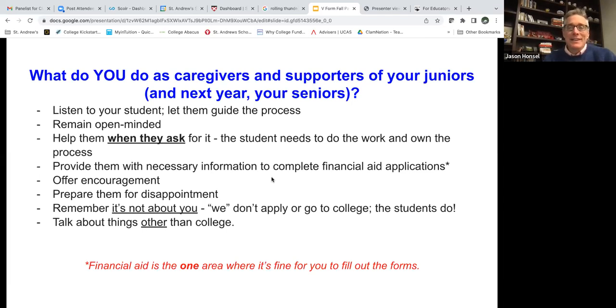So the last slide is what you do as the caregivers and supporters of the students, which is to listen to them and let them guide the process. We know that every student's different. Some students are raring to go and already researching, and some of you have already been on visits with them, and other students are a little more reluctant, but listening to them is really important. The second point is staying open-minded to what they have to say.